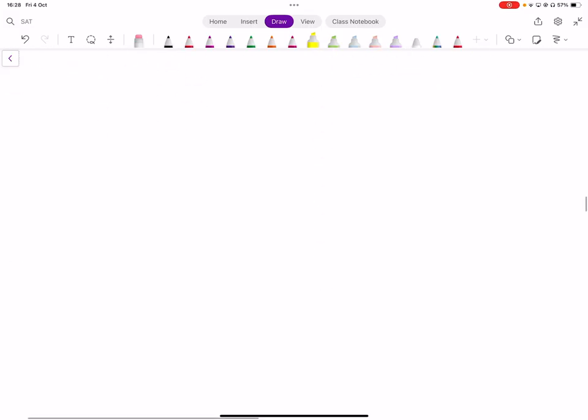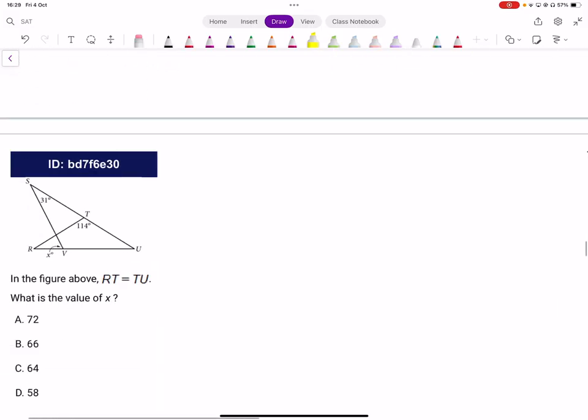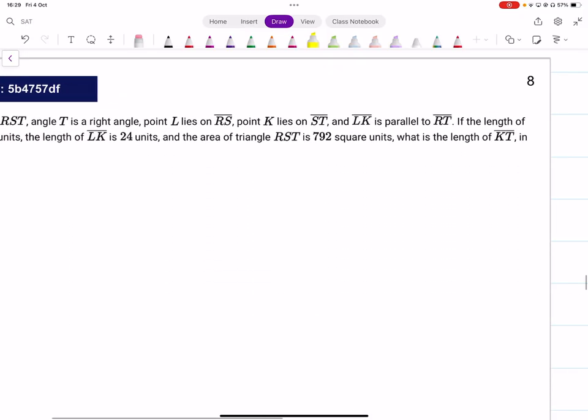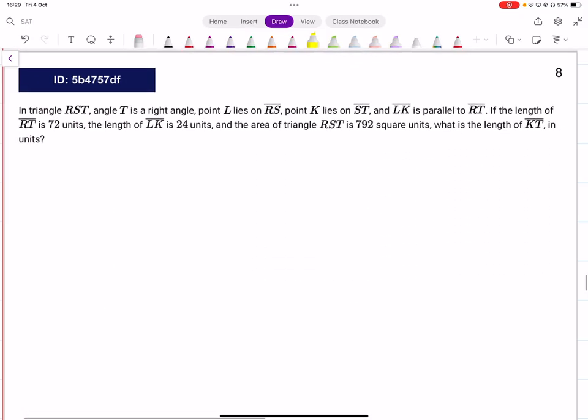Okay, so the next one is 8. In triangle RST, angle T is a right angle, point L lies... So that's a lot of information. Let's just draw this triangle. इसके ऊपर साथ साथ हम mention करते जाते हैं फिर. This is a right angle. T is a right angle, and let's say this is R and this is S. Point L lies on RS, point K lies on ST, and LK is parallel to RT. What's the length of KT in units?